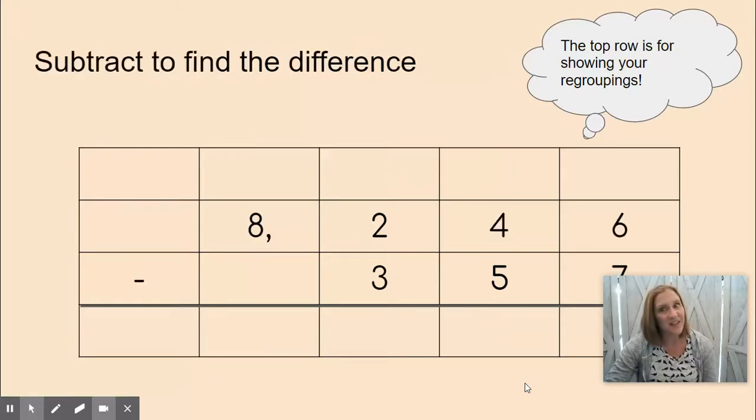Let's subtract to find the difference. We know we can't take 7 away from 6, so we need to do some regrouping. Now we've taken a 10 from the tens place and put it over into the ones place. So 16 minus 7 would give us 9. Okay, and then we cannot take 5 from 3. So again, some regrouping there. And we take 100 from the hundreds place and move that right on over to the tens. So 13 minus 5 is 8.